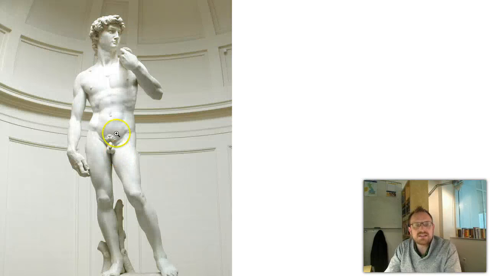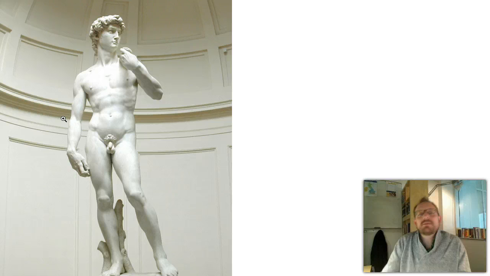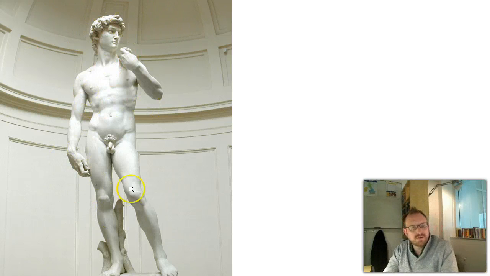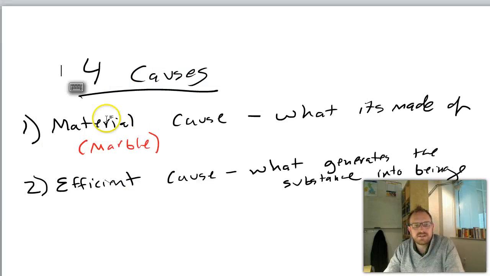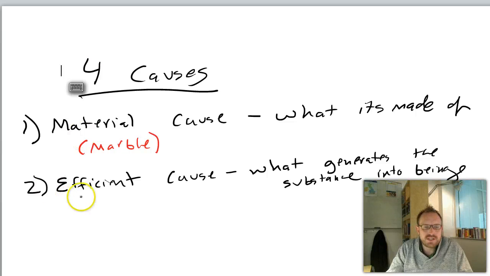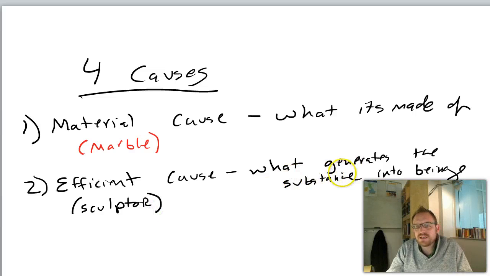That is, the efficient cause refers to what made this thing. How did this thing come into existence? Well, in this case, we know the answer. It's the sculptor, right? Michelangelo is actually the efficient cause. Or we might just say the sculptor.